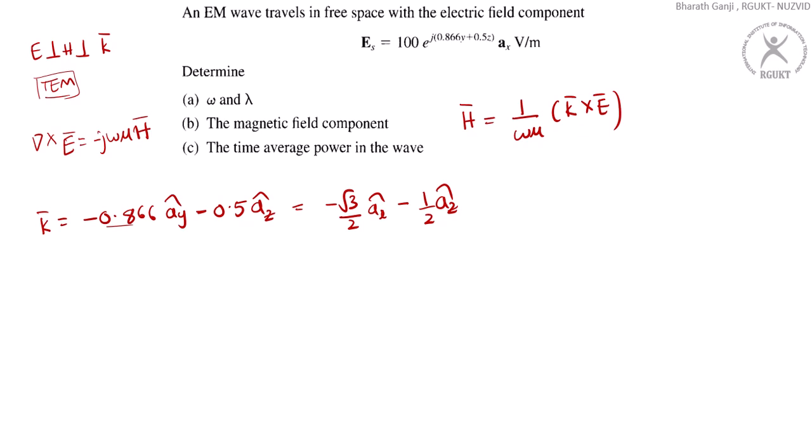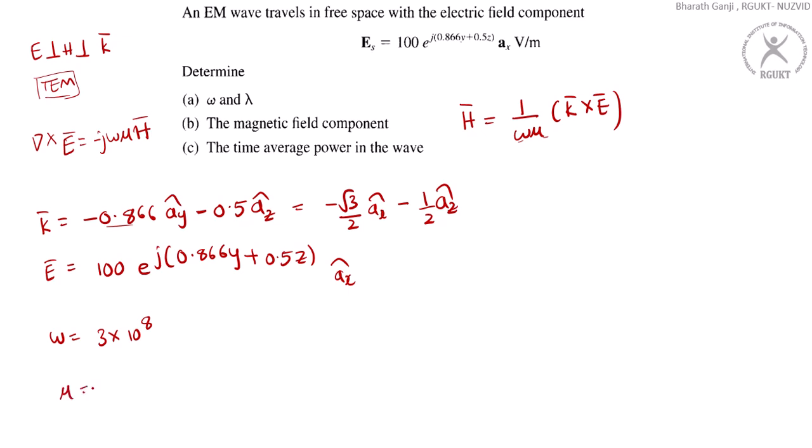Once I have the k bar vector, what is the E bar vector? E bar vector is known already. It is 100 times e power j (0.866 y plus 0.5 z) times ax cap. All you have to do is take a cross product between these two. Before that, what is omega and mu naught? We know that omega we got as 3 into 10 to the power of 8, and mu is nothing but mu naught in this scenario. So you can derive this value.